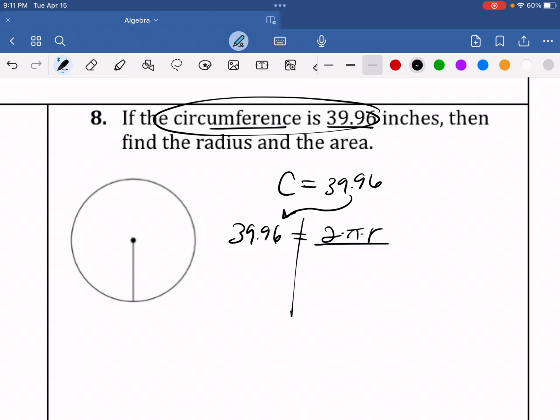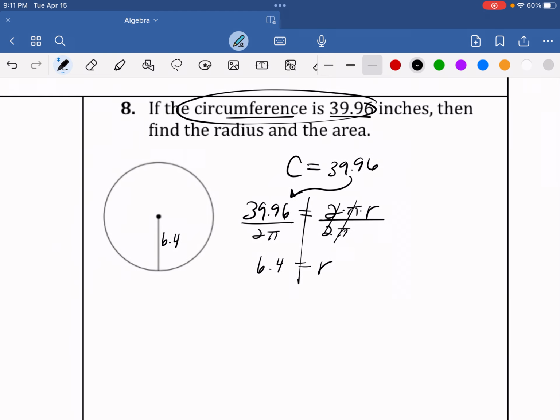So what's the opposite? The 2 and the pi are multiplying, so the opposite is to divide by 2 pi. You can divide by 2 and then divide by pi, or divide by both. So in the calculator, 39.96 divided by 2 pi. And we get 6.4. So the radius is 6.4.